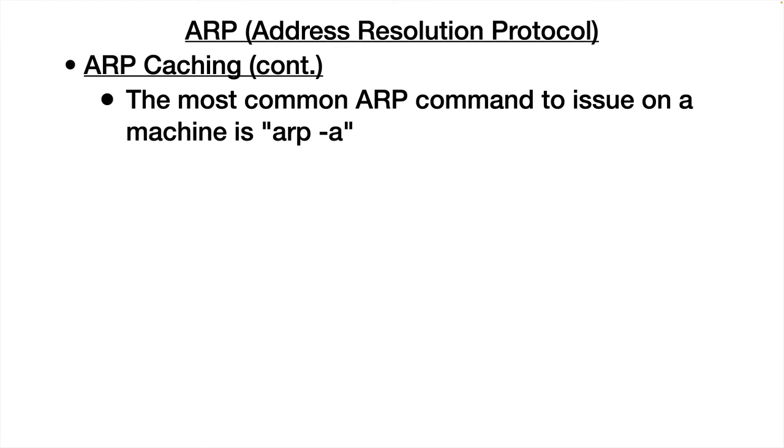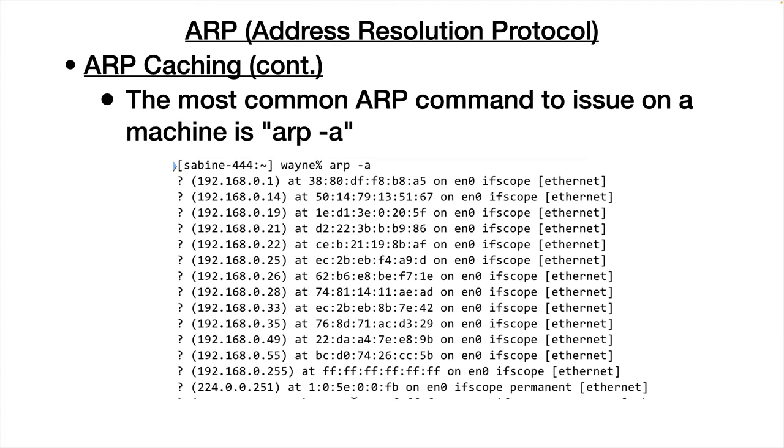The most common ARP command to issue on a machine, regardless of whether it is a Unix, Linux, or Windows machine, is arp -a. I did this on my Mac machine in terminal, and this is what I got back. So it'll have IP addresses, hardware addresses you need to talk to, and which interface you need to go out. And my main interface is en0 on my Mac.